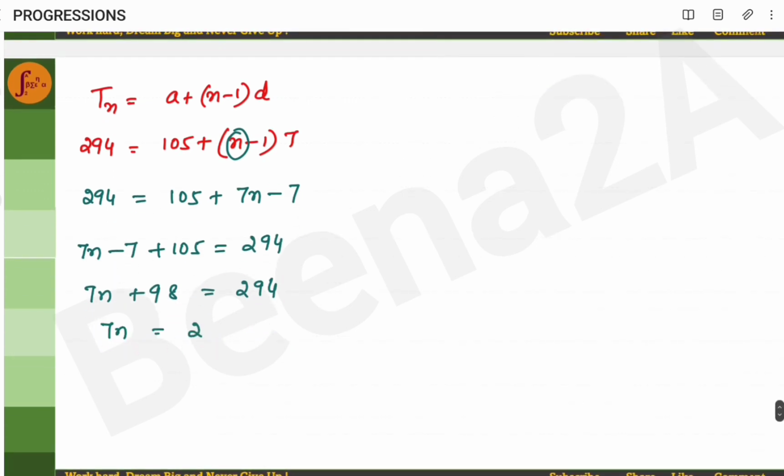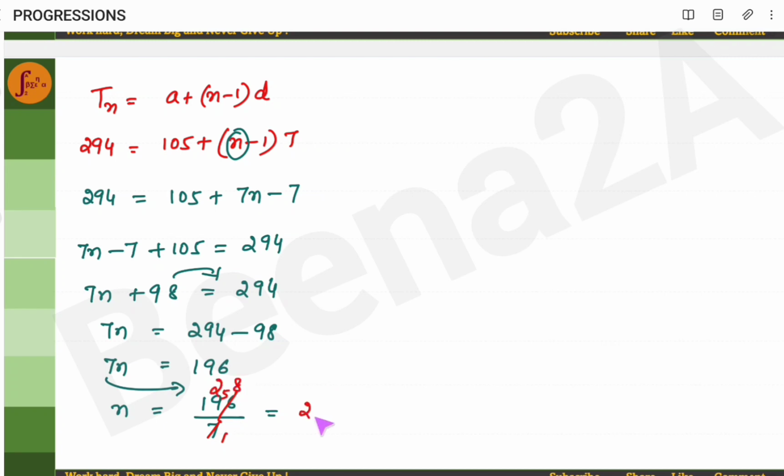7n, I will shift 98 to this side. So I'll get 7n is 196. Therefore, n is 196 by 7, by shifting 7 to this side. This is multiplication, it will become division. So 7 ones are 7, 7 twos are 14, 7 eights are 56. So I'll get 28. N is 28.